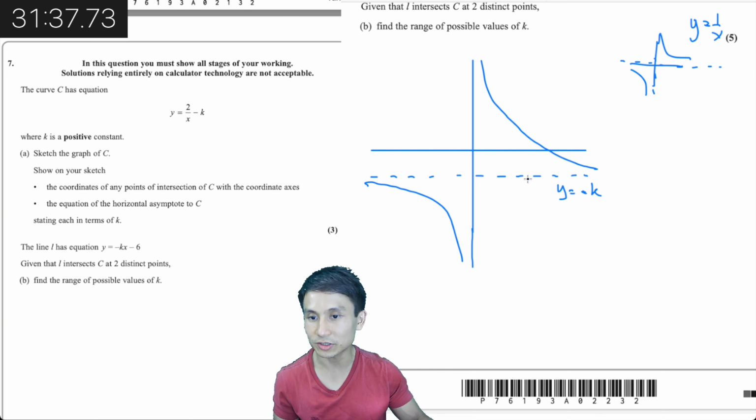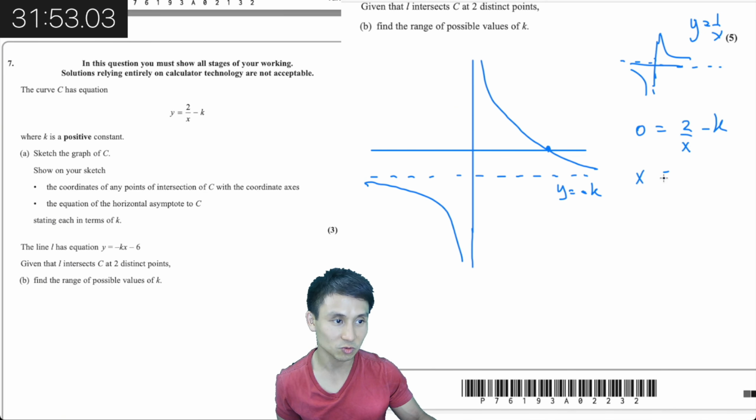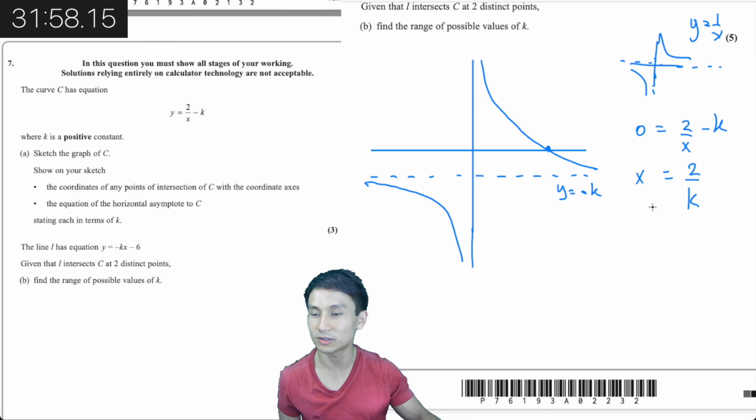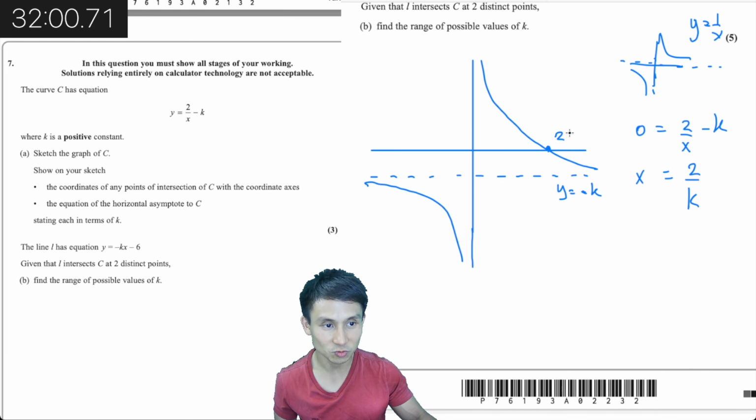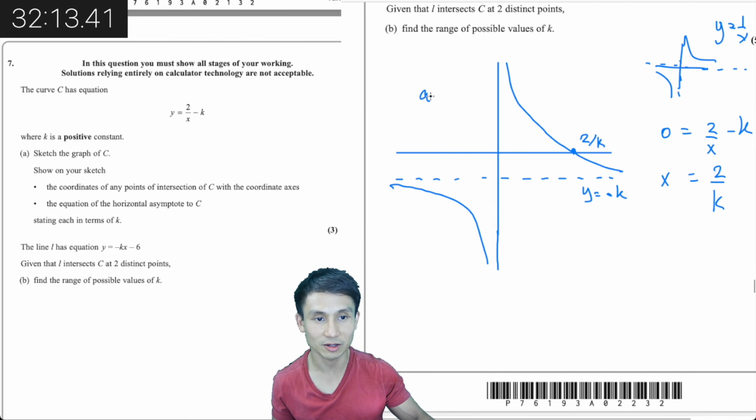We should show on the sketch the coordinates of any points of intersection of C with the coordinate axes. At least there is one here, right? So this is where y goes to 0. So with y equal to 0, we can solve for x in terms of k. Moving k to this side, we get x equals 2 over k. You can try that by yourself. So we have 2 over k right here. And then the equation of the horizontal asymptote, we already have: y equals minus k. Each in terms of k. So we're done here with part a.